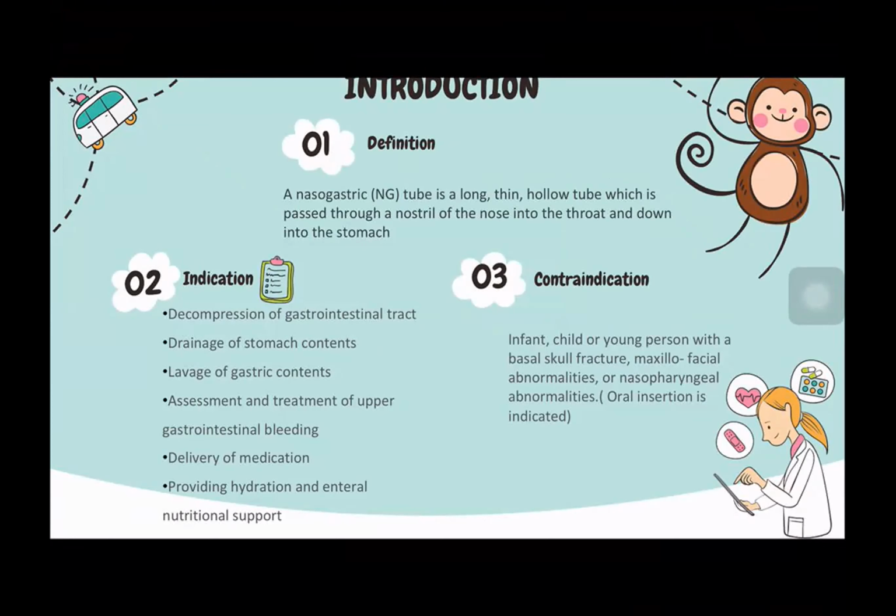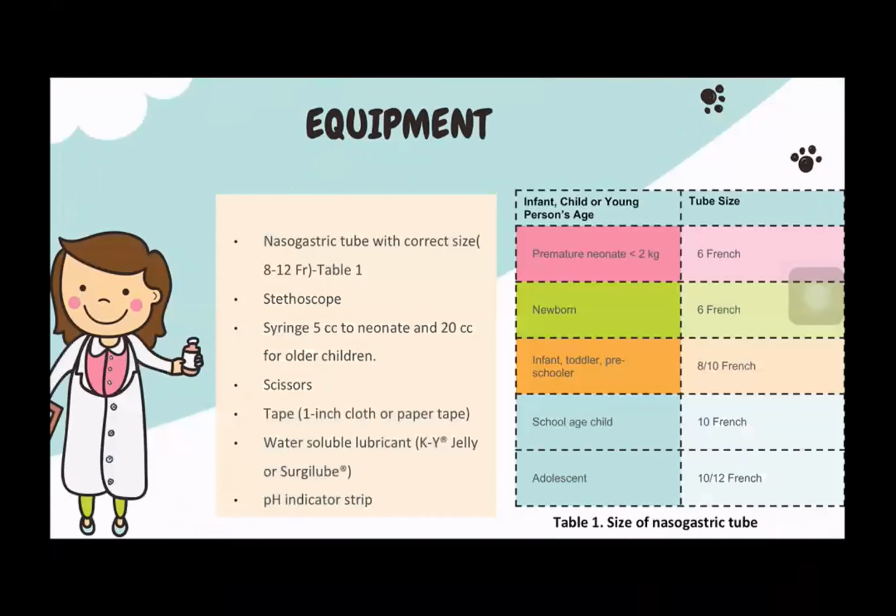As for the indications, the most important ones are the delivery of medications, providing hydration and enteral nutritional support. As for the contraindications, an infant, child, or young person with a basal skull fracture, maxillofacial abnormalities, or nasopharyngeal abnormalities is contraindicated. For these patients, oral insertion, known as the orogastric tube, is indicated. Next slide. Okay, so these are the equipment needed during this procedure, and table 1 shows the different sizes of nasogastric tube for different ages of pediatric patients. Next slide.